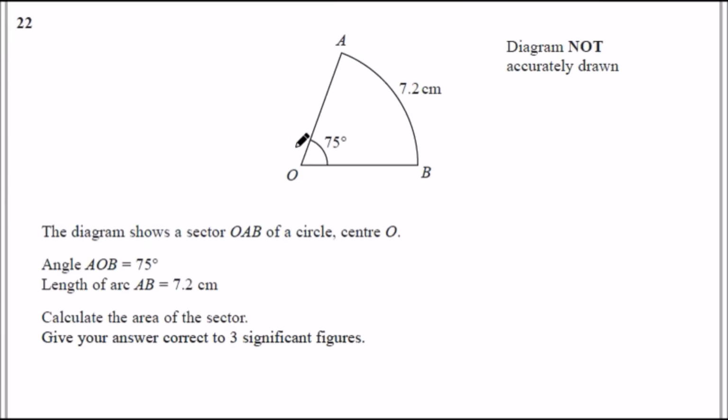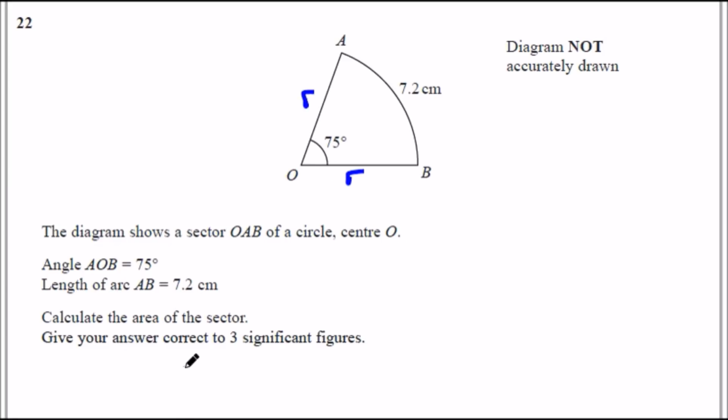So 22. Okay, the diagram shows a sector OAB of a circle of center O. Okay, so this is a sector question. You've got angle 75, length of arc 7.2. Calculate the area of the sector. Oh god, this is very easy. Give your answer correct to 3 significant figures. Okay, so to find the area of a sector, we need to of course know the radius here. And you've got the length of the arc, so we need to use the circumference formula somehow. So the area of a sector is always a fraction of the circle.